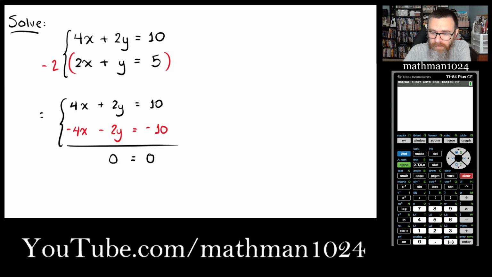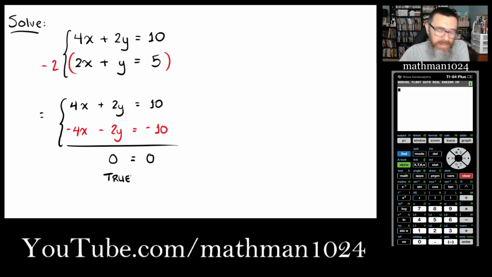Now, normally you might think, oh, this is some kind of weird thing. This is no solution. But here's where you're wrong. This is a true statement. 0 equals 0. Essentially what we have is that these equations are exactly the same, which means we have an infinite number of solutions. So since we are unable to list every single solution, there's going to be a way that we want to write that. So it's going to be like this.